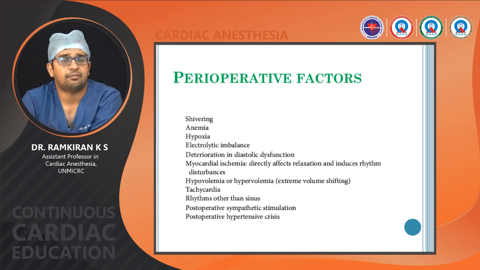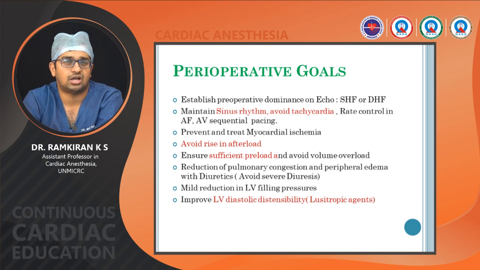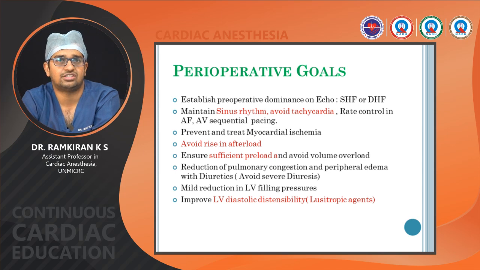So what are the factors in the perioperative period which will trigger diastolic dysfunction or lead to diastolic heart failure? They are shivering, anemia, hypoxia, electrolyte imbalance, myocardial ischemia, hypervolemia, tachycardia, rhythms other than sinus rhythm, post-operative sympathetic stimulation, and post-operative hypertensive crisis. So all these aspects have to be kept in mind. So what are the goals, or the take-home points in managing this diastolic dysfunction?